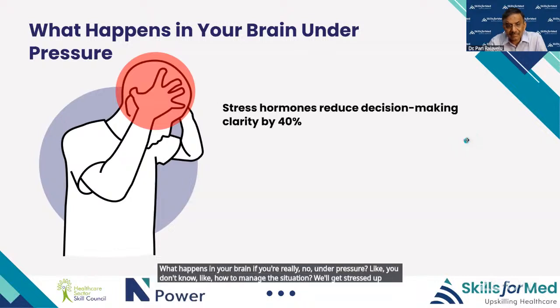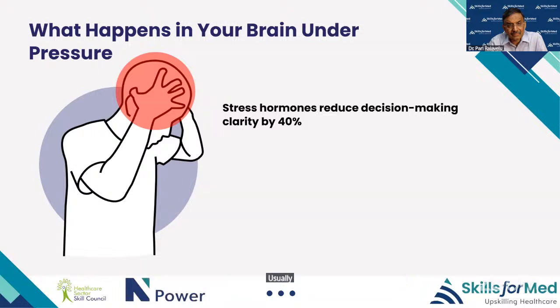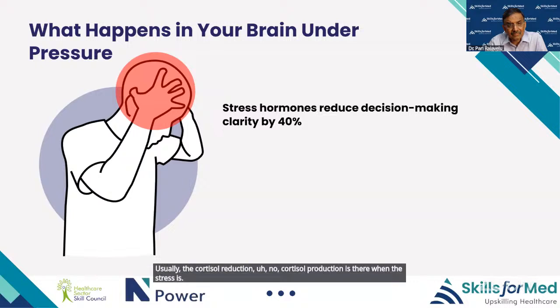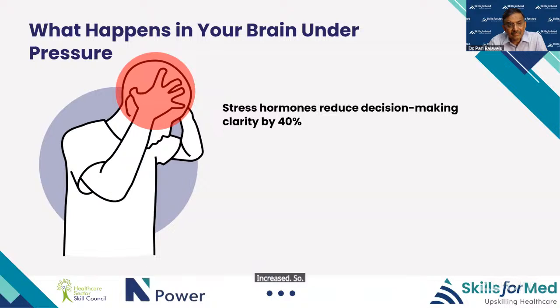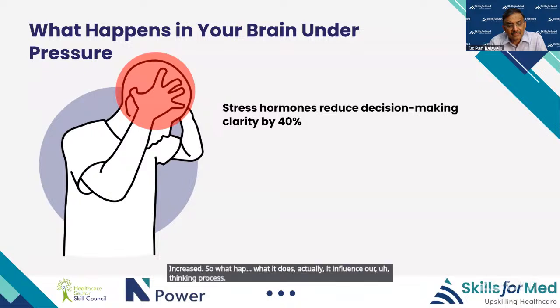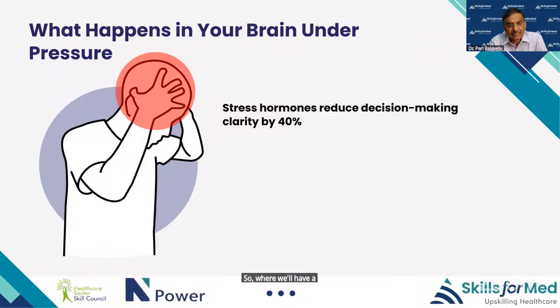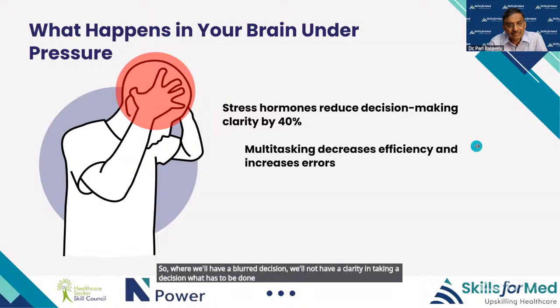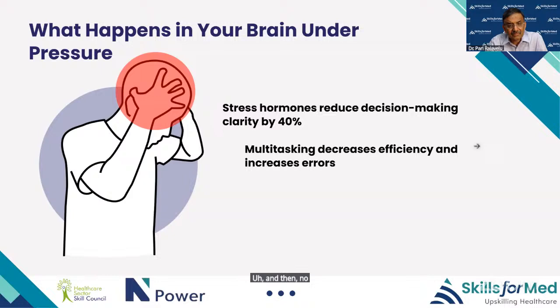So what happens is stress hormone reduces decision making clarity by 40%, because usually cortisol production increases when stress is increased. So what it does actually is influence our thinking process. We'll have a blurred decision, will not have clarity in deciding what has to be done next. And then it also reduces our productivity during our shift.